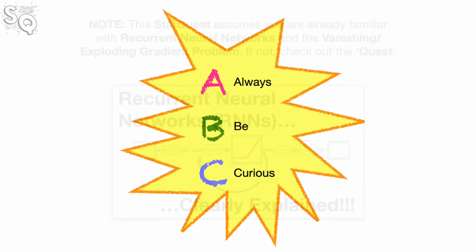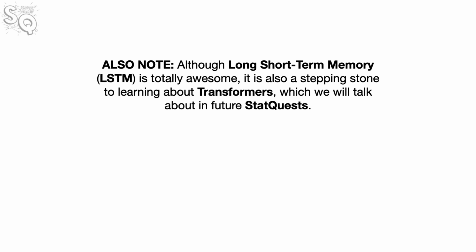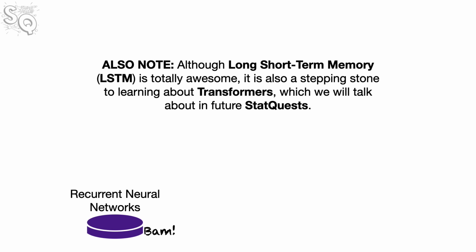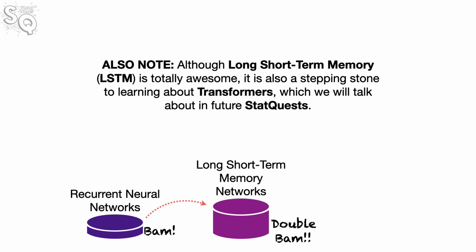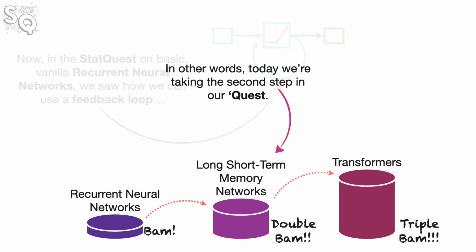Always be curious. Note, this StatQuest assumes you are already familiar with recurrent neural networks and the vanishing exploding gradient problem. If not, check out the quest. Also note, although long short-term memory is totally awesome, it is also a stepping stone to learning about transformers, which we will talk about in future StatQuests. In other words, today we're taking the second step in our quest.